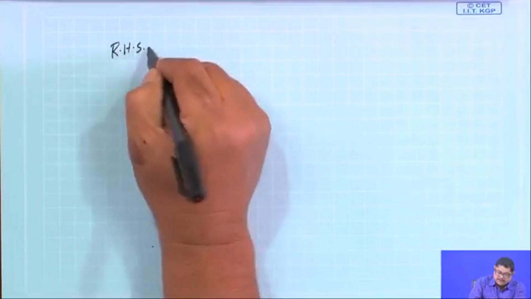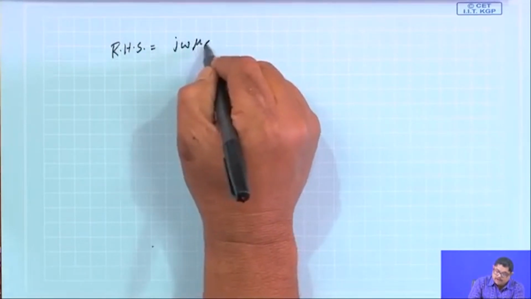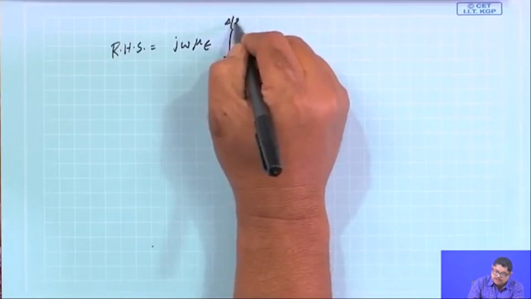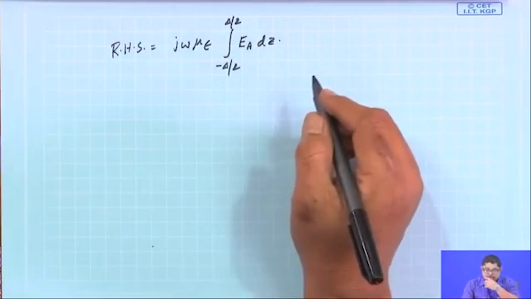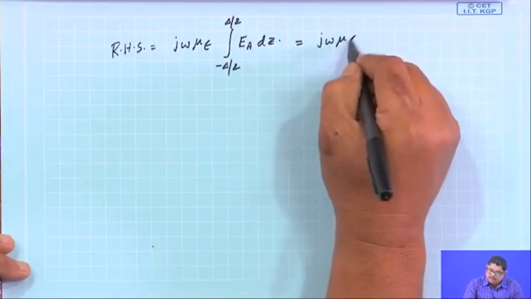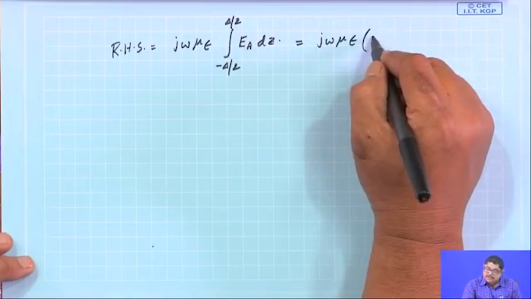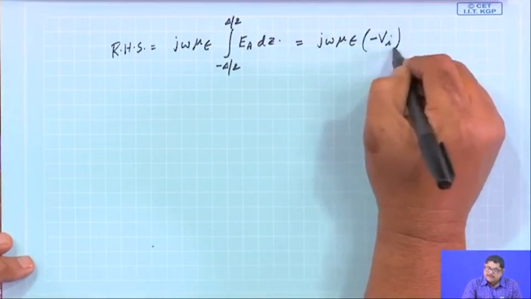The right hand side is j omega mu epsilon times the integral from minus delta by 2 to delta by 2 of Ez dz. What is that? It is j omega mu epsilon into E dot dl, this is a line integral, which is minus Vi.